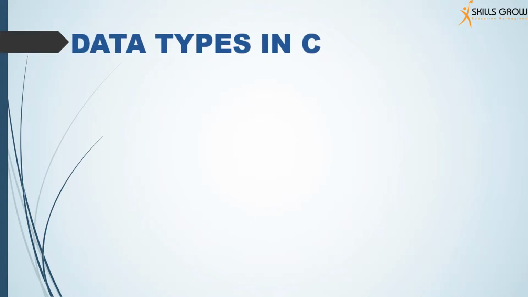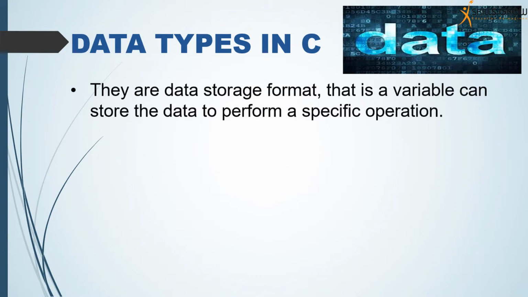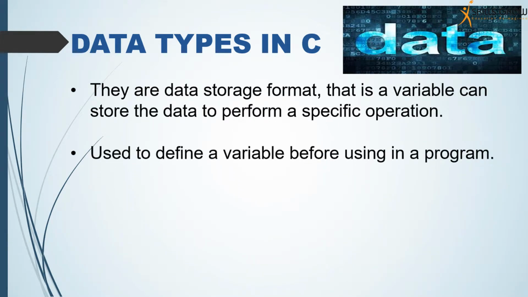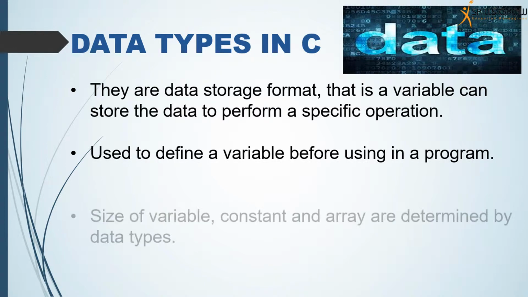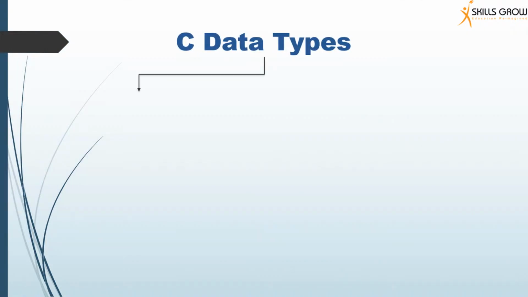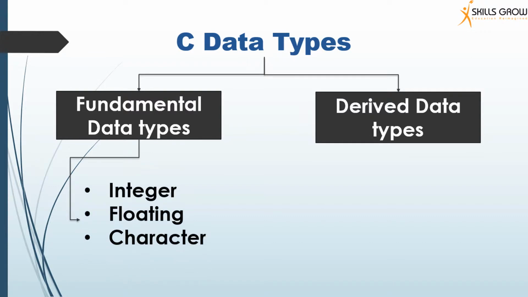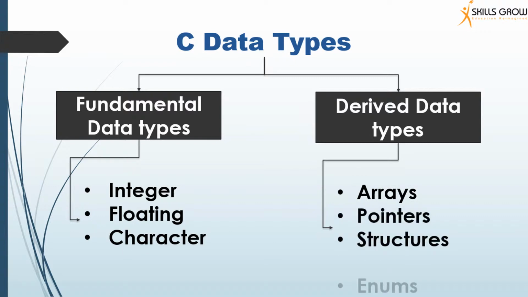Let's get into our first topic. What are data types? Data types are nothing but data storage format which is used by variables to store data. They are used to define a variable before using it in a program. The size of variables, constants and arrays are determined using data types. Data types in C language are classified as fundamental data types and derived data types. Fundamental data types contain integer, float and characters, whereas derived data types contain arrays, pointers, structures and enumerators.